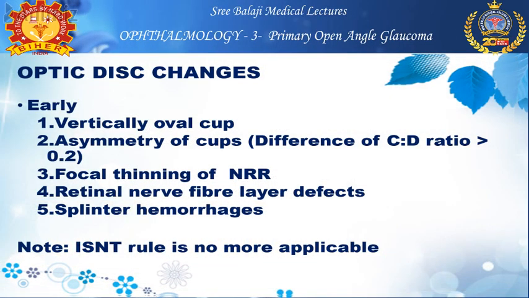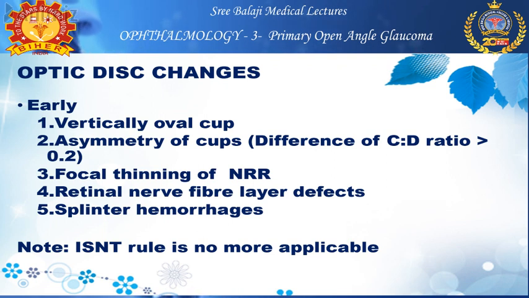In POAG, the optic disc acquires certain characteristic changes which help us in diagnosis. The early changes which occur on the optic disc in POAG are a vertically oval cup, asymmetry of cups between the two eyes with a difference of CD ratio greater than 0.2, focal thinning of neuroretinal rim, retinal nerve fiber layer defects, and splinter hemorrhages. A point to be noted is that the ISNT rule is no longer applicable in the diagnosis of glaucoma.